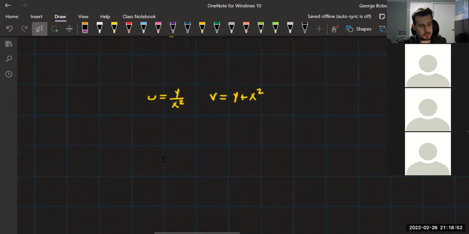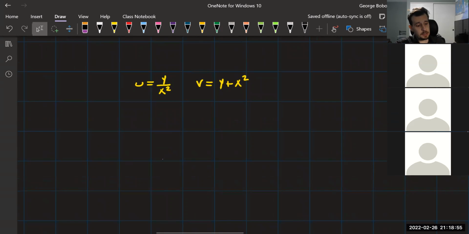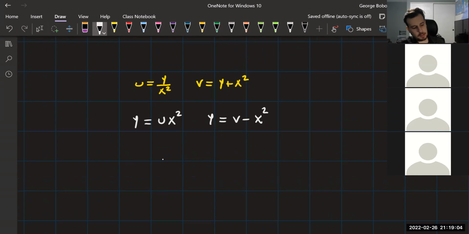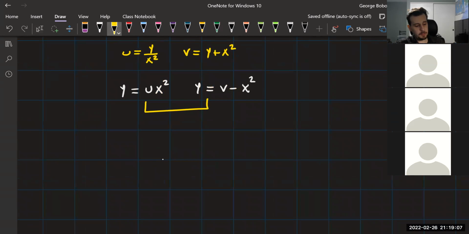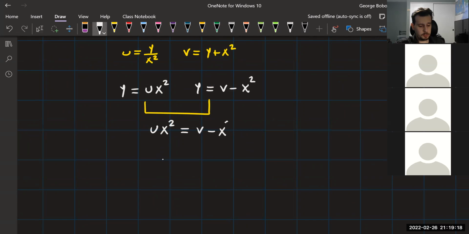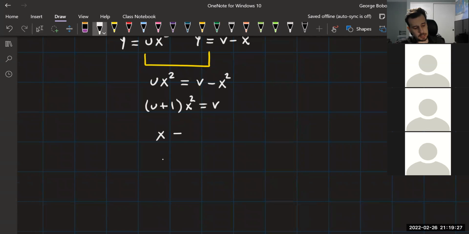So there's your substitutions. And one thing I can do here immediately is isolate for y. y here is u times x squared. And y here is v minus x squared. So if I equate them, I can get what x is right now in terms of u and v, right? And that's one piece of the puzzle. So ux squared is equal to v minus x squared. I can bring that guy over there, get myself (u plus 1)x squared equals v. And then you can see where I'm going with this, right? x is going to be the square root of v over u plus 1. That's what's going on.